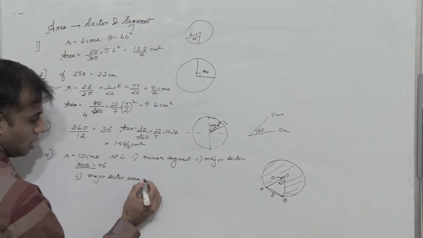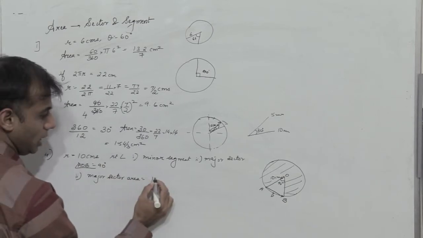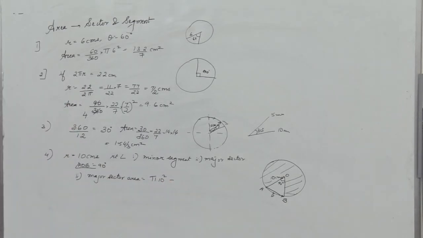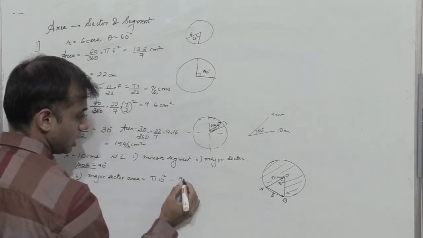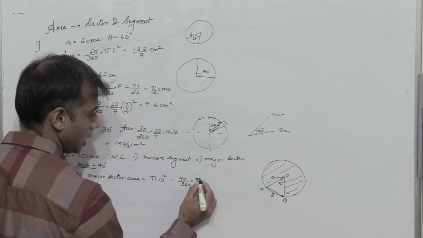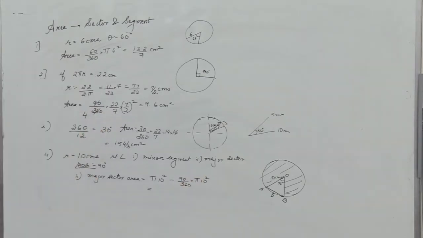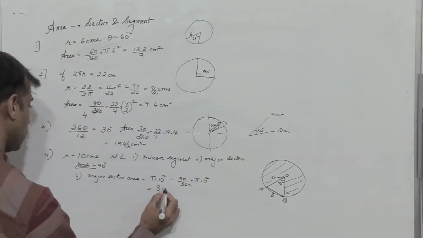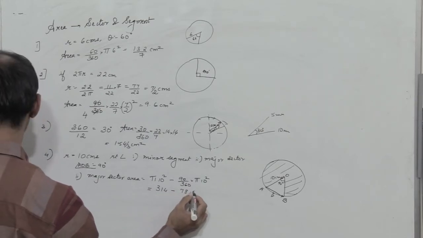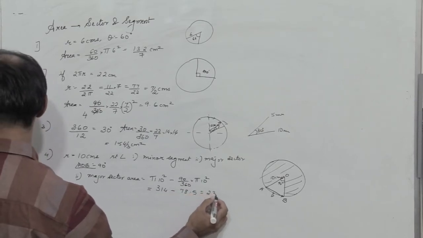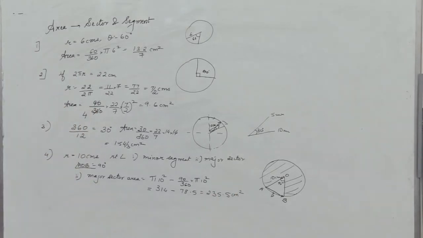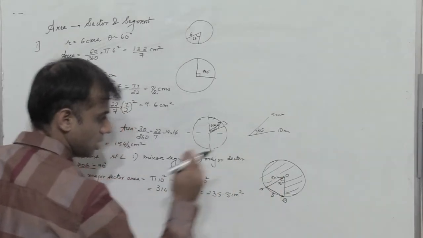So the area of the major sector is the area of the circle, which is pi r square, minus the area of this minor sector, which is 90 by 360 into pi r square. So here we get 314 minus 78.5, which gives us 235.5 centimeters square. Okay, so this is the area of the major sector.